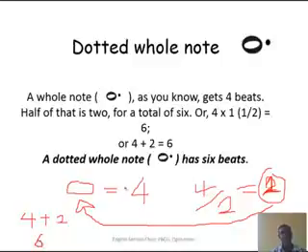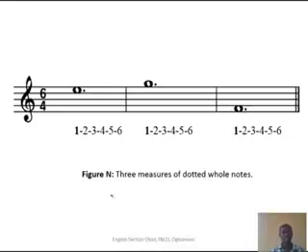That is very simple. So a whole note, as you know, gets 4 beats. Half of that is 2, for a total of 6. So what you do is just a simple calculation. Okay, what about when you dot a quarter note? But before we go to that, let us go on to see an example of what we are talking about.